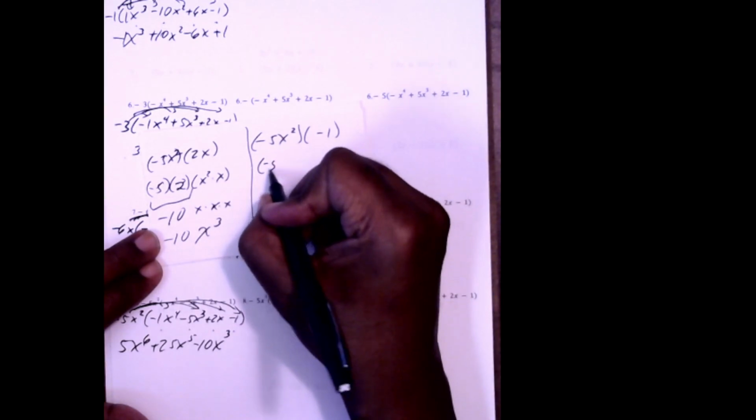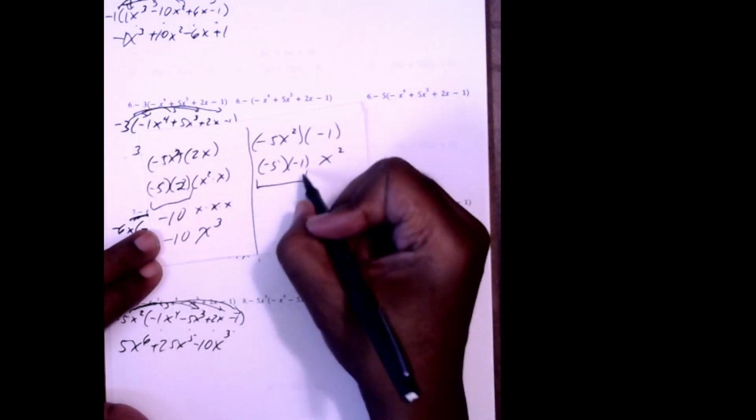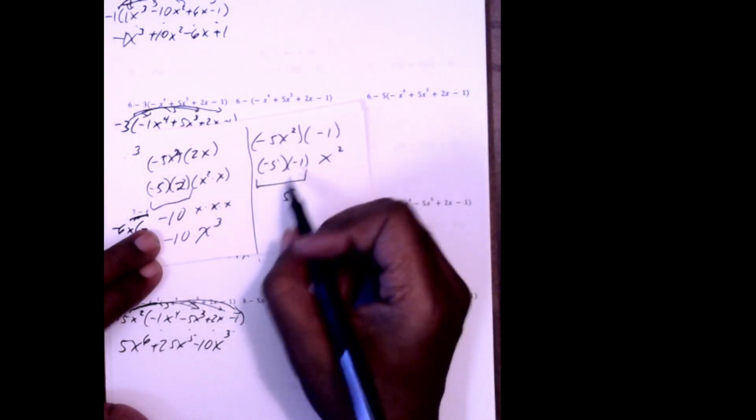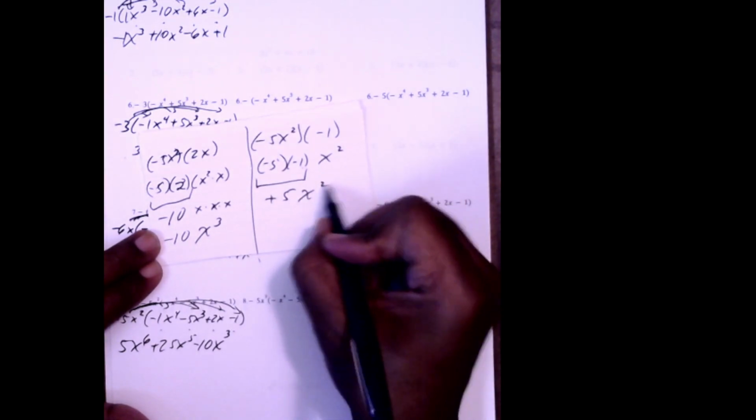And finally, we have a negative 5x squared multiplied with a negative 1. Reassociate these, so you get negative 5 times the negative 1, and the x squared sitting here. 5 times 1 is 5. Multiplying by two negatives should give you positive, so this becomes positive 5 times x squared. So positive 5x squared.